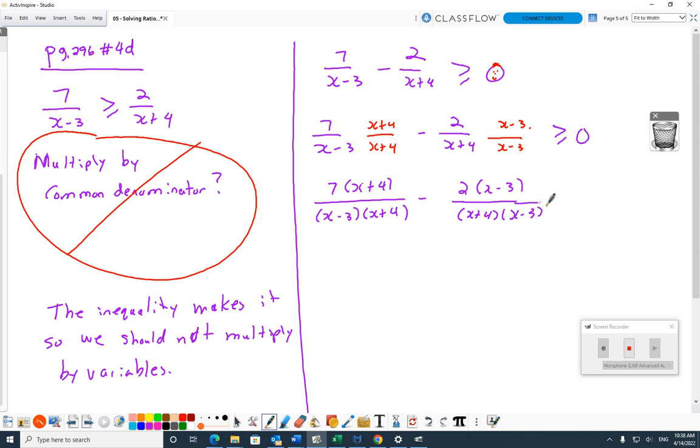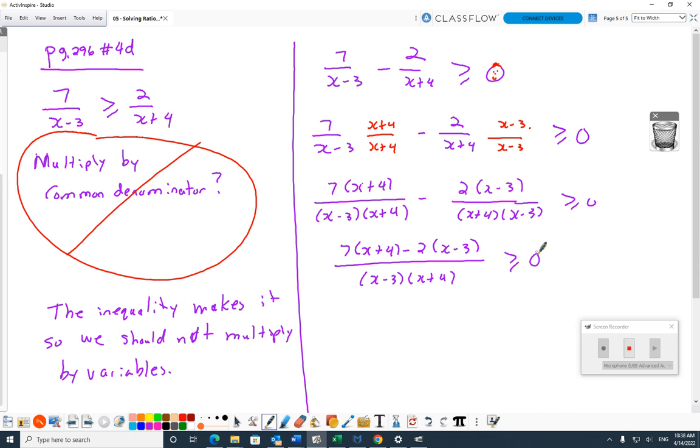And then I bring them together. I go, okay, so the numerator is 7 bracket x plus 4 minus 2 bracket x minus 3 over x minus 3, x plus 4. And that's all greater than or equal to 0. And I'm very happy at this moment because now it's all one fraction, all one rational function that I can work with. And I've got a little tidying up to do.